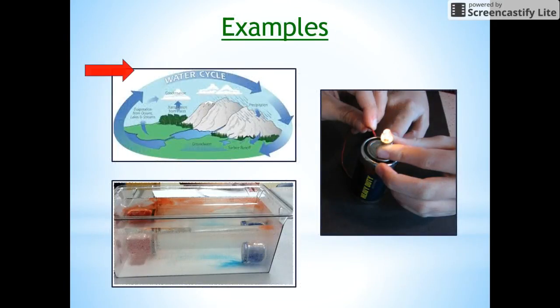Here are several examples. The water cycle is a global system that interacts with many other systems. Hot and cold water with food coloring is used to model convection. An electrical circuit is a simple system that is easy to change the variables in.